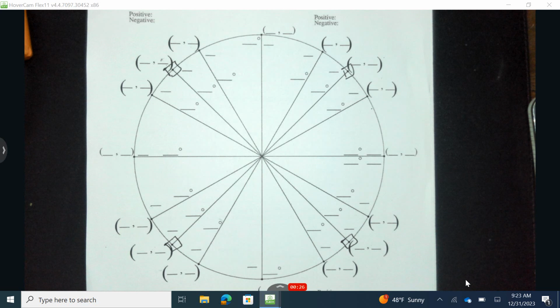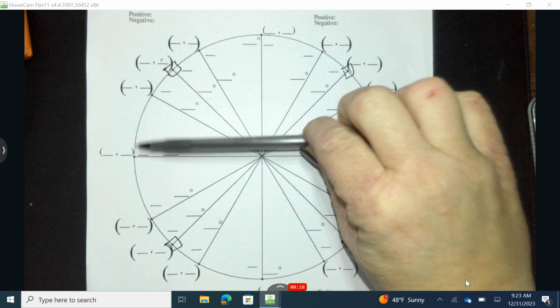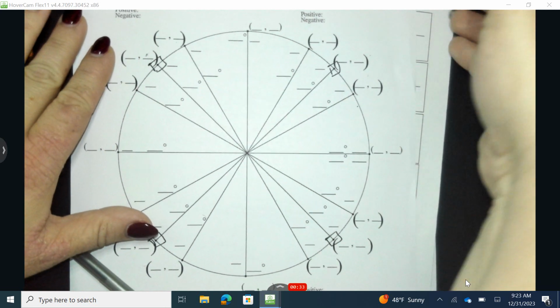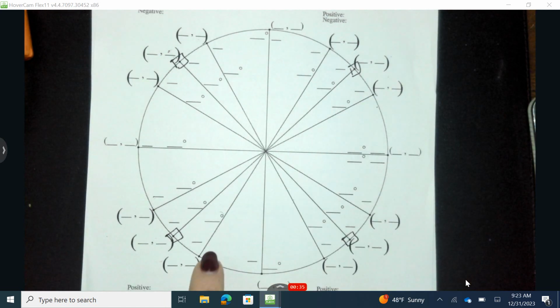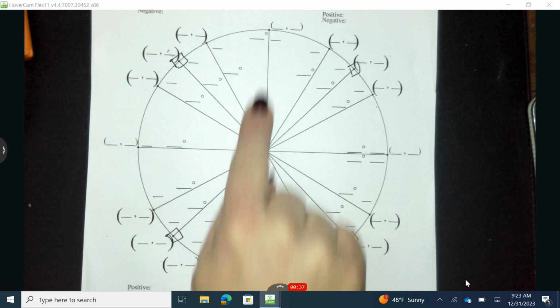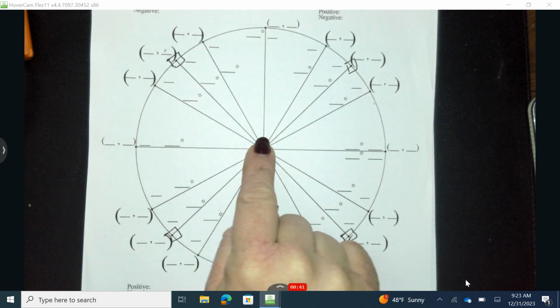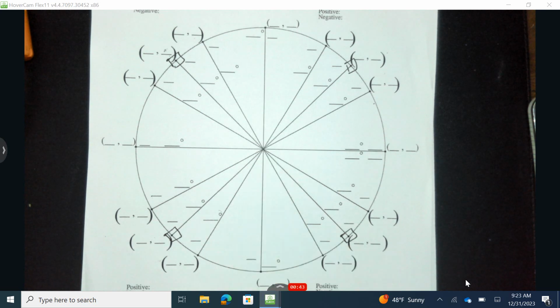Let's first start by looking at this unit circle, and let's divide it into 4 equal parts. Each one of these parts is called a sector. A sector looks like a slice of pizza or a slice of pie. This is quadrant number 1, quadrant 2, quadrant 3, and quadrant 4.